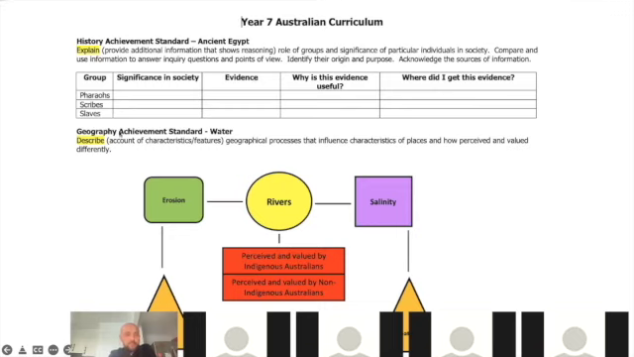Here in geography, Year 7, students describe characteristics of features and geographical processes that influence characteristics of places, and how places are perceived and valued differently. Rivers, erosion, salinity, and what the characteristics of them are, and how are rivers perceived by First Nations people and non-First Nations people. So developing universally designed assessment is thinking about coming back to what is the achievement standard, essentially asking by defining those cognitive verbs, important terminology, and making sure you're only assessing that.